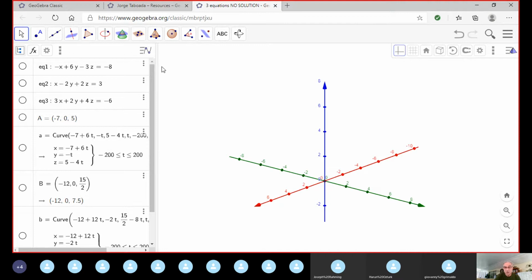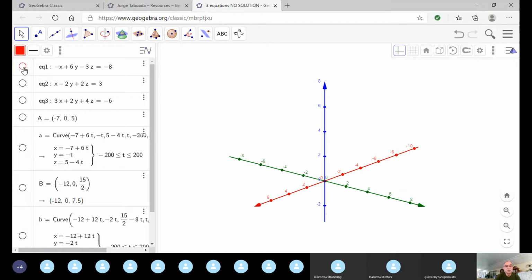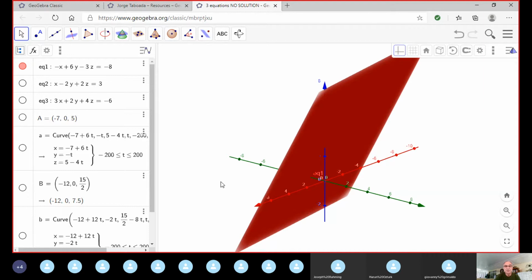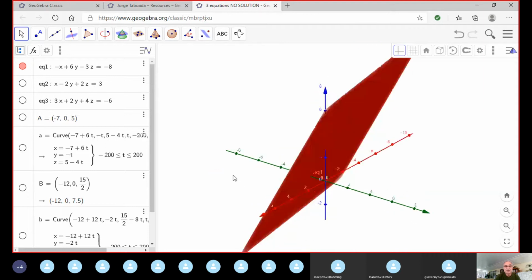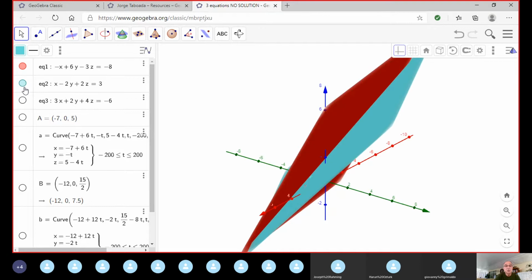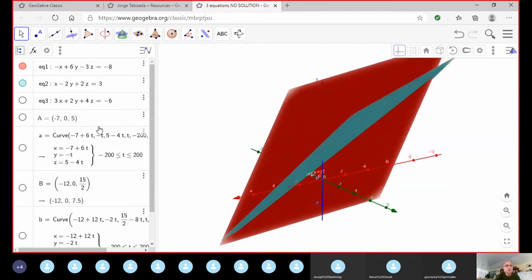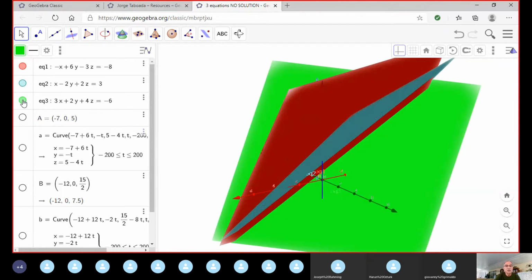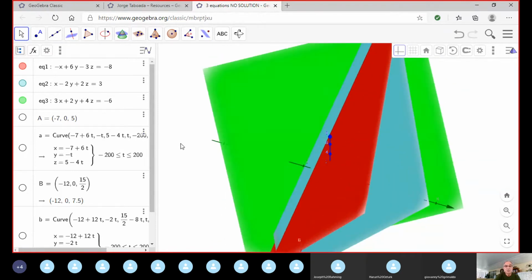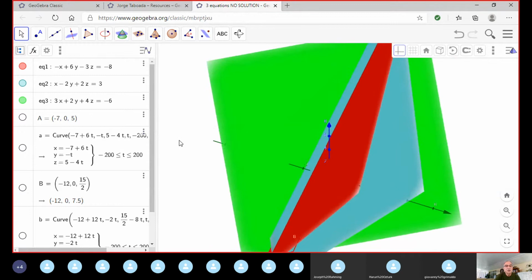Okay, entonces each equation in 3D is different from 2D. In 2D it is a line, in 3D it is a plane. This is the plane that represents the first equation. Red color is a plane. This red plane represents equation 1. This blue plane represents equation 2. At least they touch, intersecting, no? And the green is intersecting, but unfortunately, we have no common point in between these.